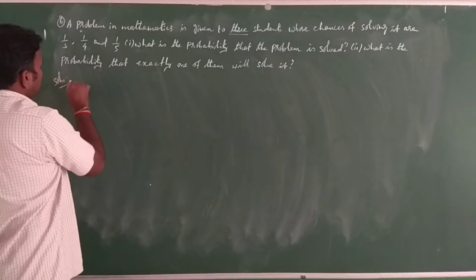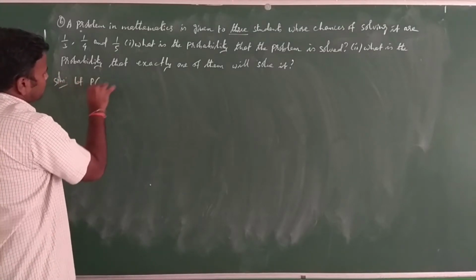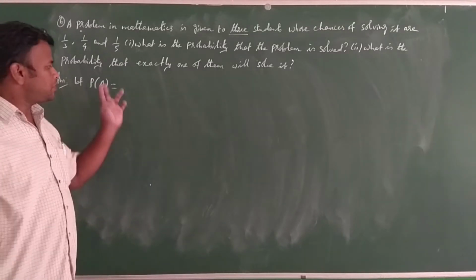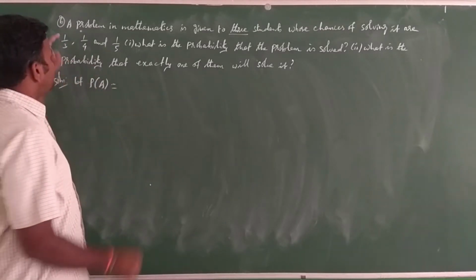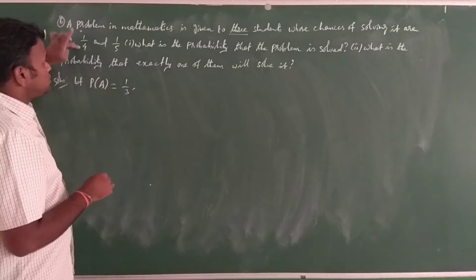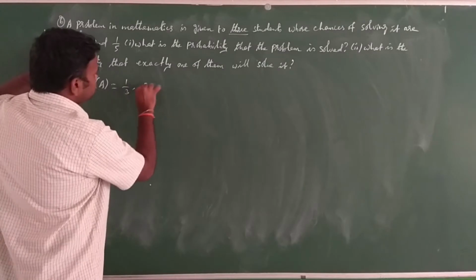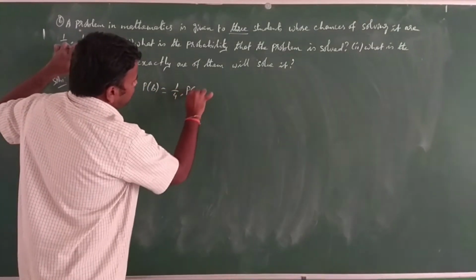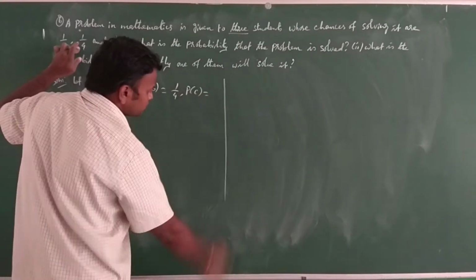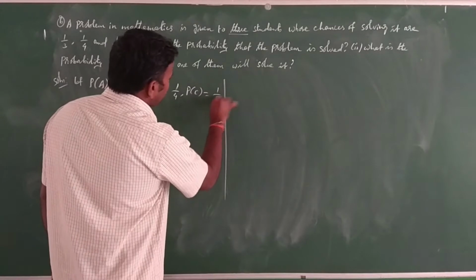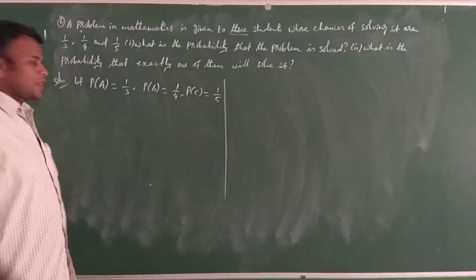So I will be taking the probability values. The first student's probability chance is P of A, so the value P of A is 1 by 3. And the second student's probability chance is 1 by 4, so P of B is 1 by 4. And the third student, we will take P of C, the value is 1 by 5.